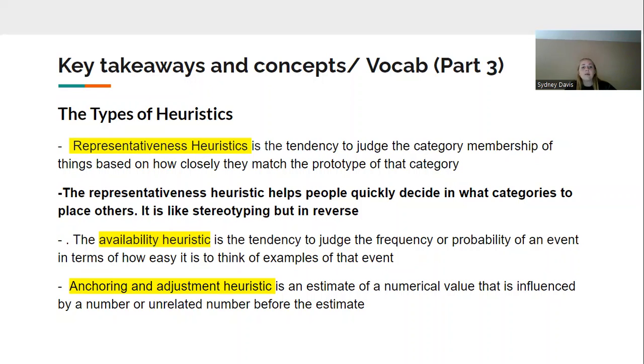And the availability heuristic is the tendency to judge the frequency or probability of an event in terms of how easy it is to think of examples of that event. Anchoring and adjustment heuristic is an estimate of a numerical value that is influenced by an unrelated number before the estimate.